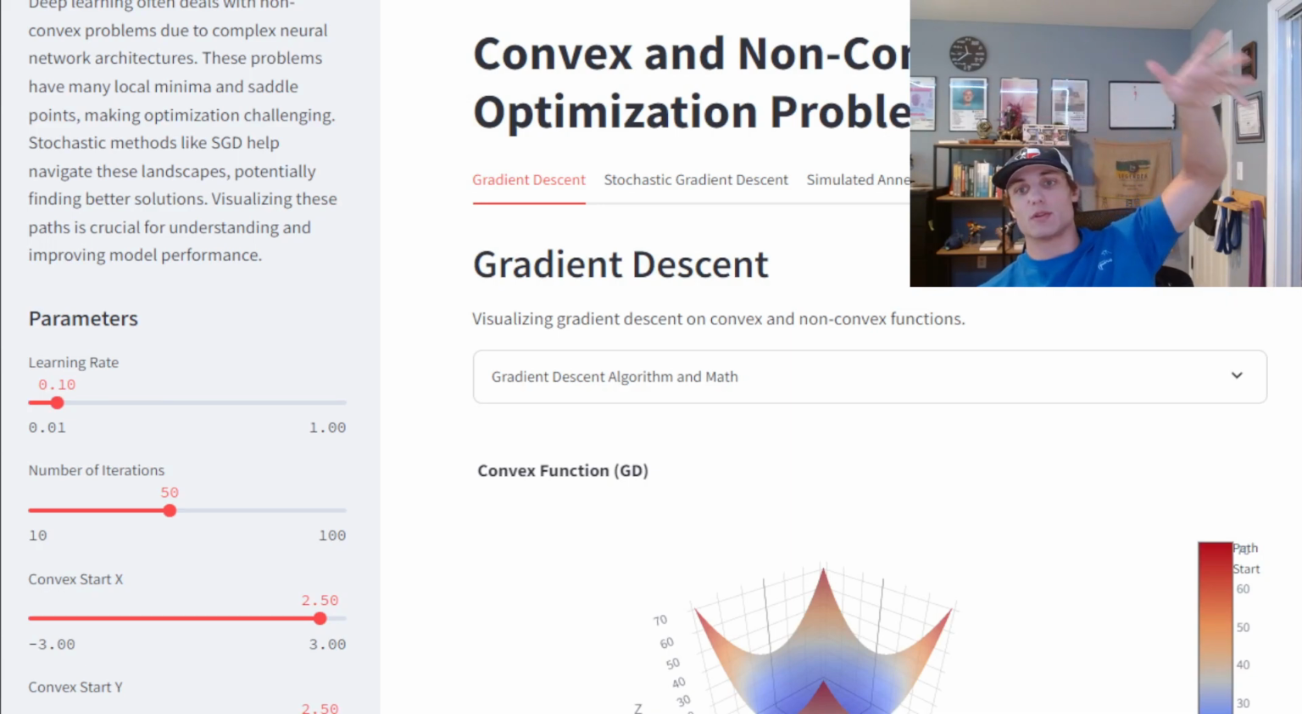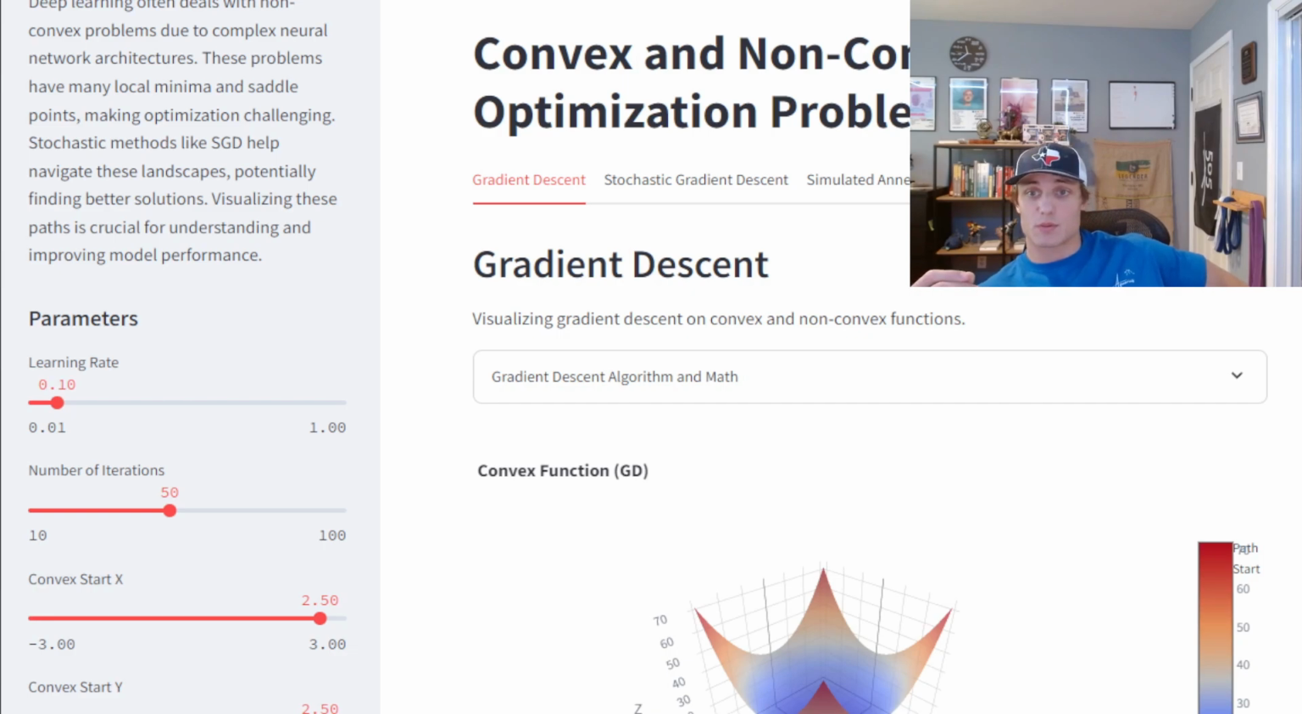Today I want to talk to you about convex and non-convex optimization problems. I want to talk about why we should care about these problems in the first place. I want to talk about the different algorithms we can employ to solve these different types of problems. And I also want to talk about how I've used these algorithms in my own research and how productive each one has been in different types of problem spaces.